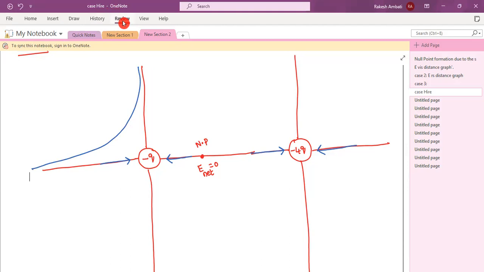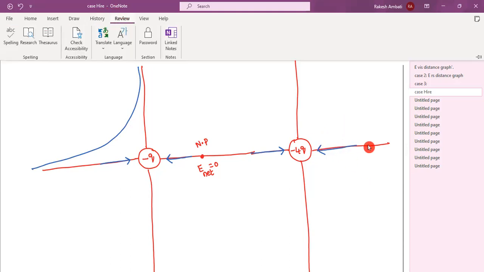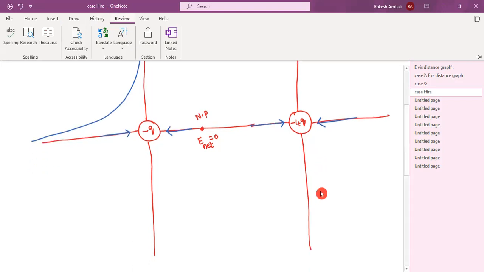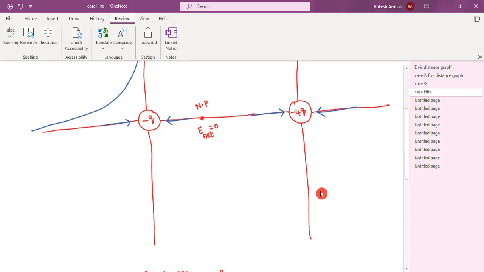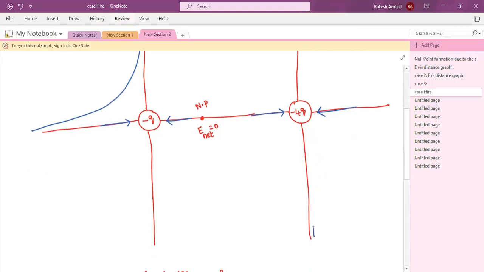So next, coming to this portion: if intensity is in the negative direction, the intensity graph is on the negative side. As the distance increases, intensity gradually decreases.